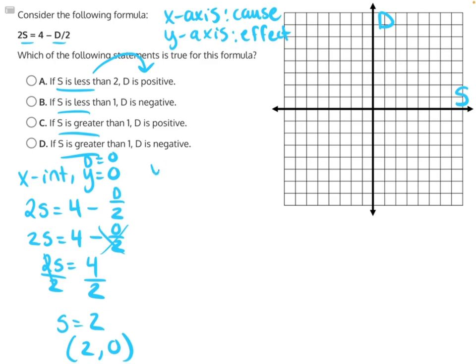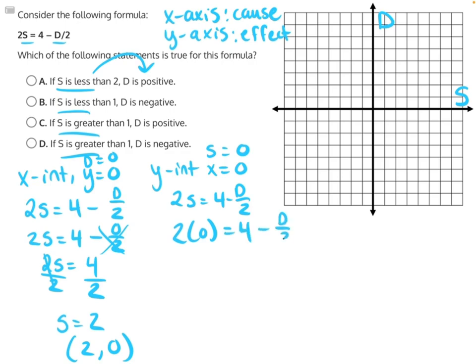Now let's find our y-intercept, or where x equals 0. In this case, where s equals 0. We'll rewrite our expression again, 2s equals 4 minus d over 2. Then we'll plug in 0 for s. 2 times 0 equals 4 minus d over 2. 2 times 0 would just be 0, equals 4 minus d over 2.